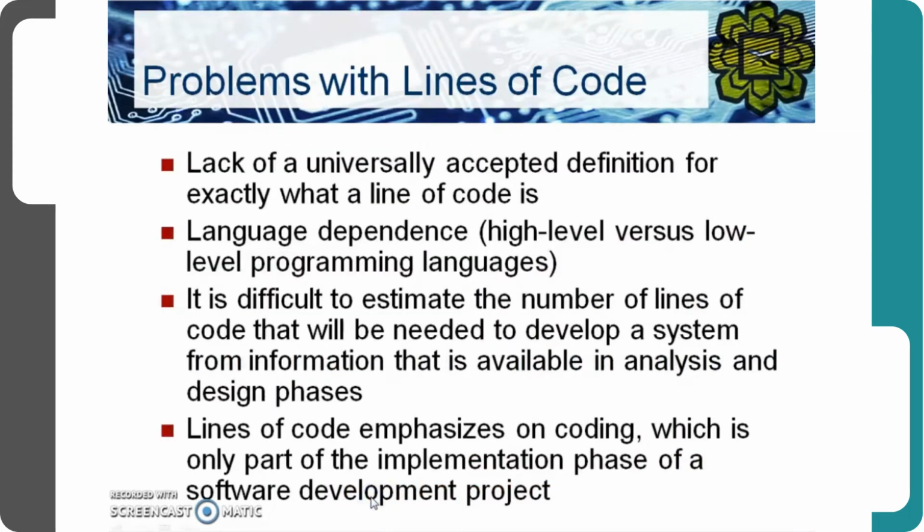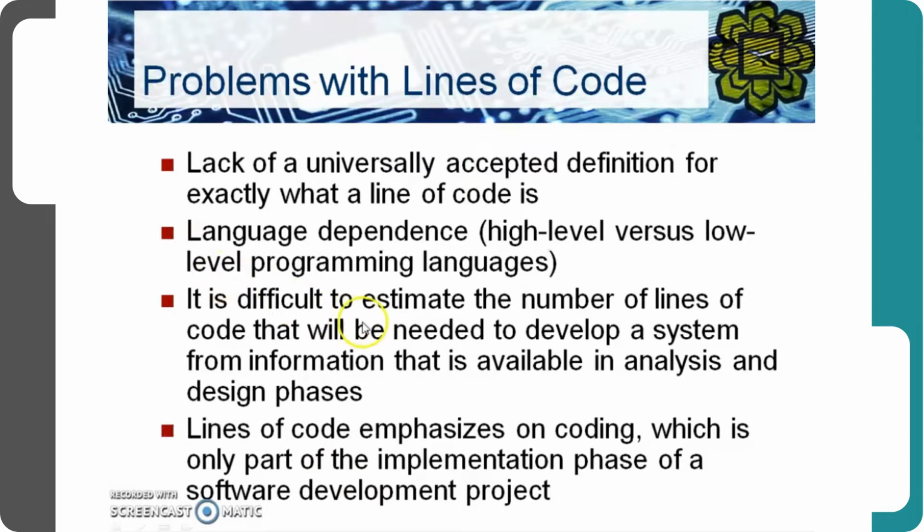But what are the problems with lines of code? The first one is the lack of a universally accepted definition of what exactly a line of code is. The second one is that it is language dependent. That means it depends on what kind of programming language you use. Different programming languages have different ways to calculate lines of code.